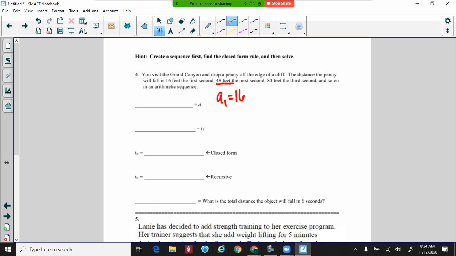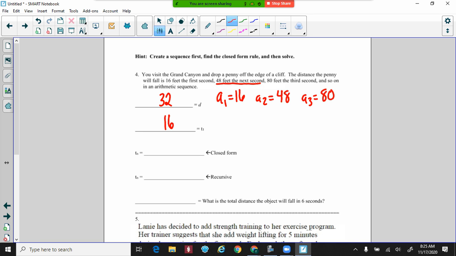If you keep reading, now it's 48 feet for second 2. So A of 2 is 48. And then A of 3 is 80. All right, so you have your first 3 terms. Your first term is 16, and then your second term is 48 and then 80. If I'm trying to find what my common difference is, just by looking at this, it looks like I'm increasing 32 every single time.